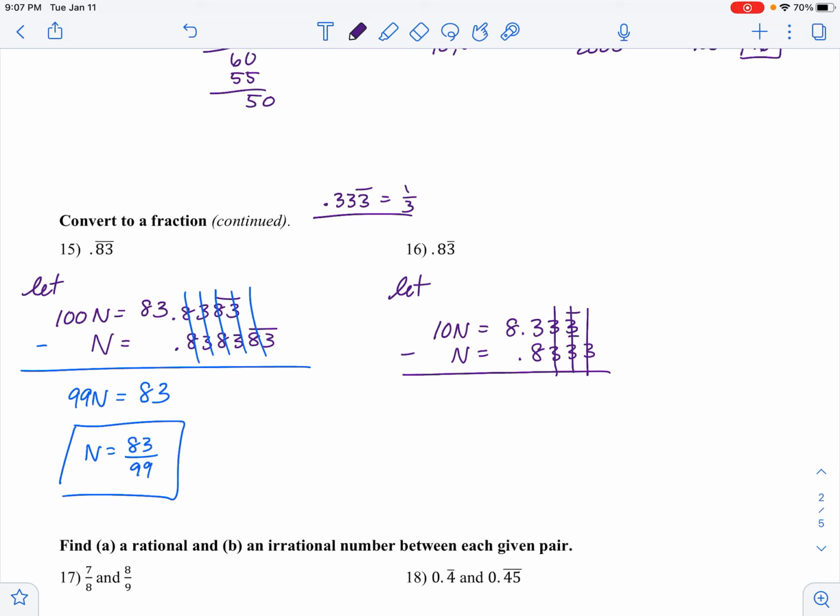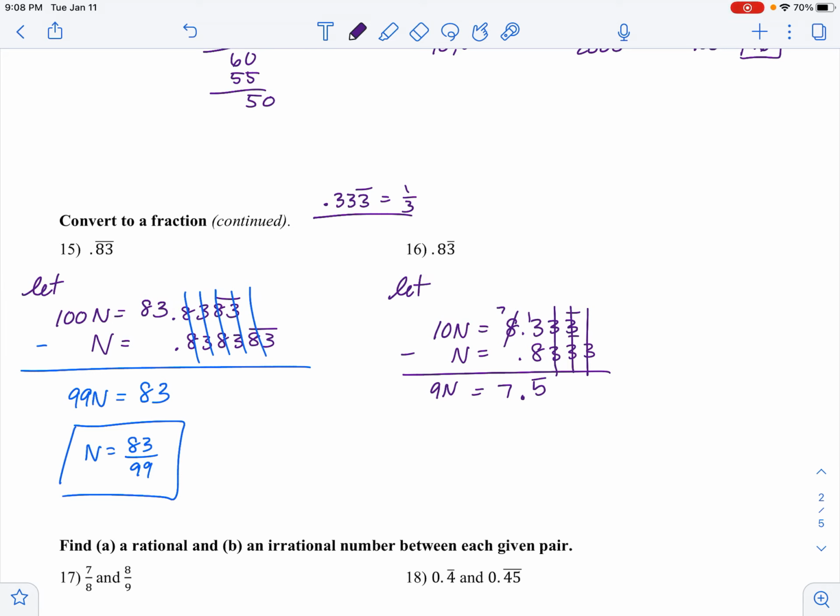So at this point, I just have 8.3 minus 0.8. So I can just do this like my normal subtraction. This is 7. I've got to regroup. My decimal point stays lined up. 13 minus 8 is going to give me 5. I get 7.5 is equal to 9n. Oh, you know what? Maybe I should have multiplied by 100. I don't know if it would have actually helped me any.